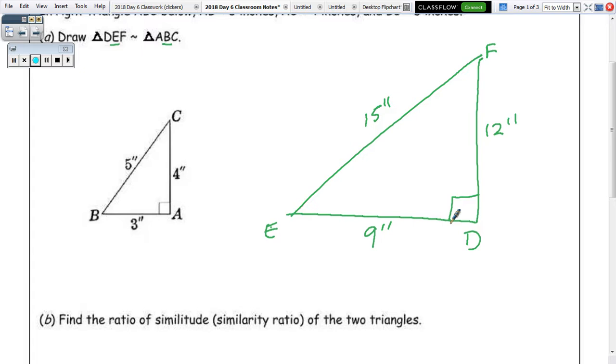What is the ratio of similitude or the similarity ratio? I said a scale factor of 3, so the ratio is the reciprocal of 3, which is 1/3 or 1 to 3.